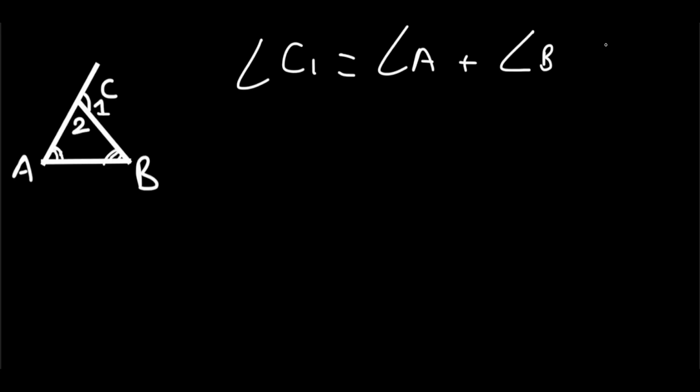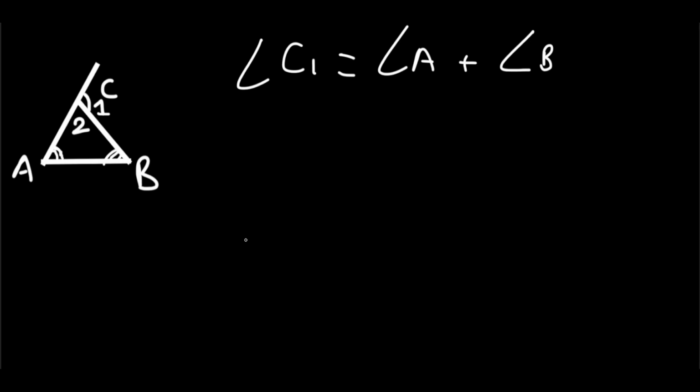So what I need you to know is that the angle C1 right here is equal to the angle B plus angle A. So why is that? Why is A plus B equal to C1?